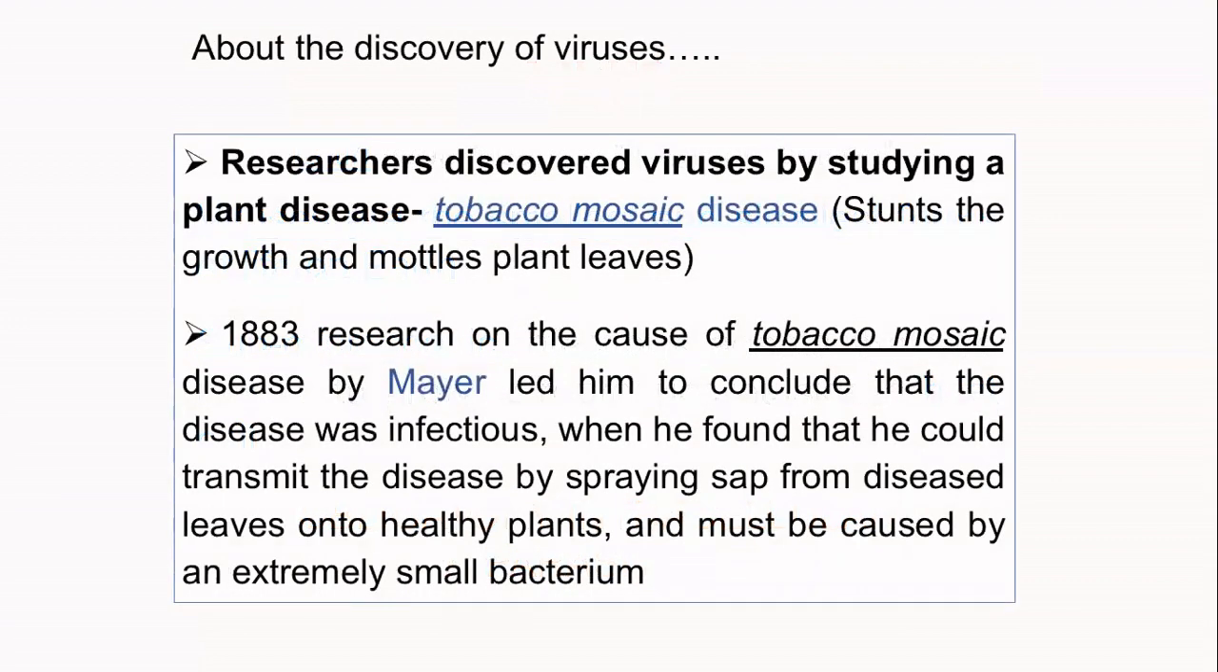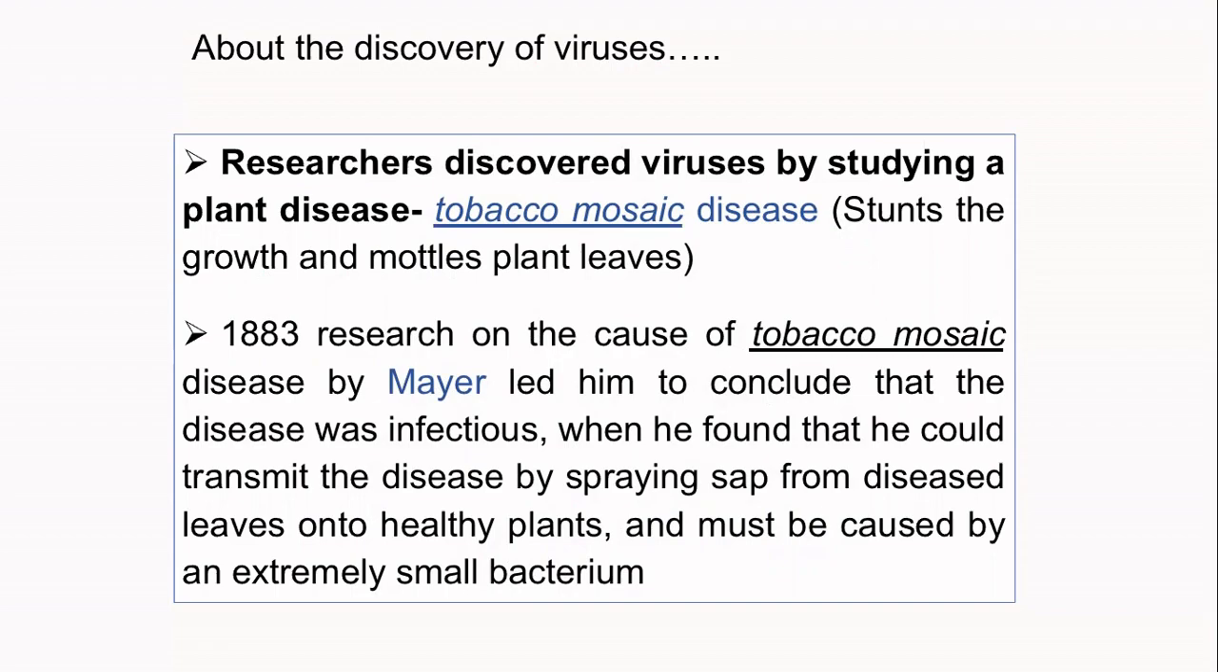So a little story about the discovery of viruses. Researchers were studying a particular plant disease known as the tobacco mosaic disease. The disease is characterized by stunted growth and mottles in the plant leaves. So the research team led by Professor Mayer was studying what is causing tobacco mosaic disease. He found that there were certain infectious agents which were transmitting the disease, and that the disease could be transmitted by spraying the sap from the diseased plant to a healthy plant.